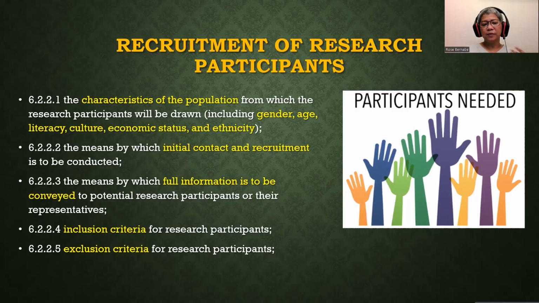So this refers to the informed consent procedure. What is the manner in which information is to be conveyed to potential research participants or their representatives in case the participants are considered incapable of consent? What would be the inclusion and exclusion criteria for the research participants?